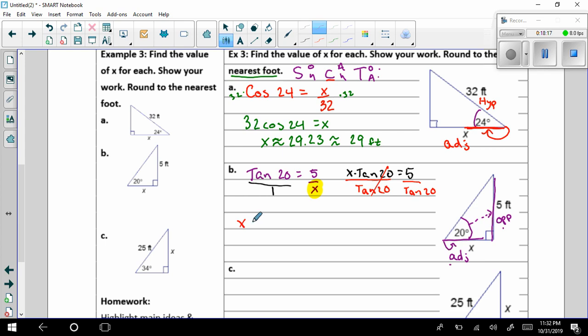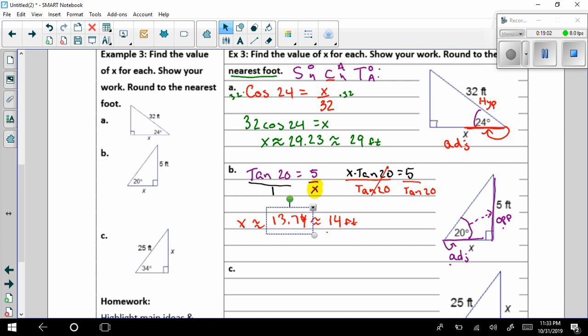So then you get x is approximately, and you're just going to type that into your calculator, again, just how it is, making sure once more that your calculator is in degree mode if you need to double check that. If you have a regular scientific calculator, it should just default to degree. That's what that little DEG on your display screen stands for. So this is approximately 13.74, which rounds to nearest foot is 14 feet. Okay, so that's it for that one.